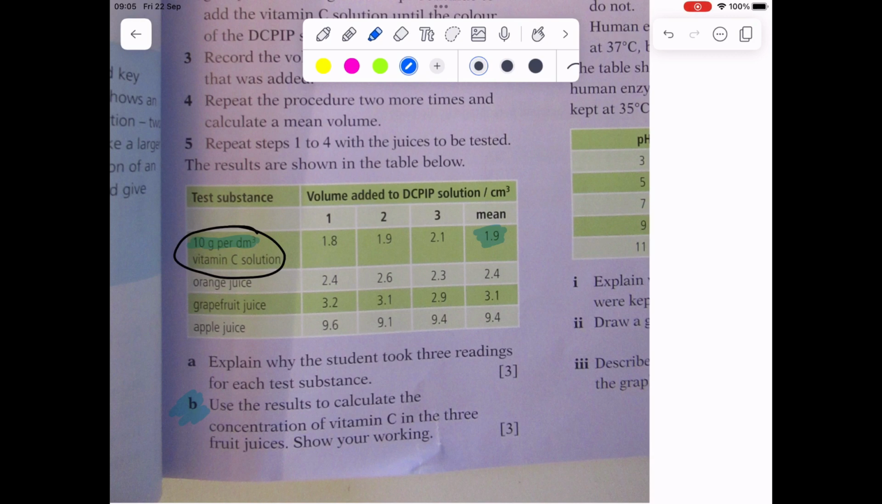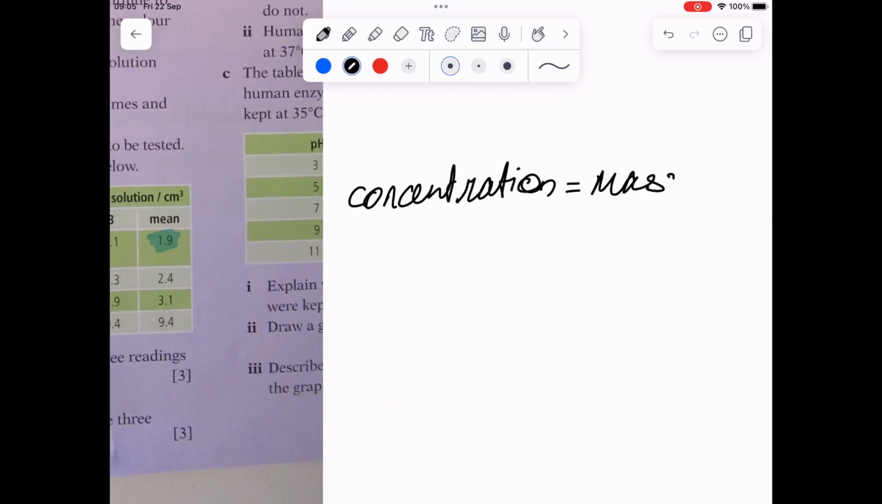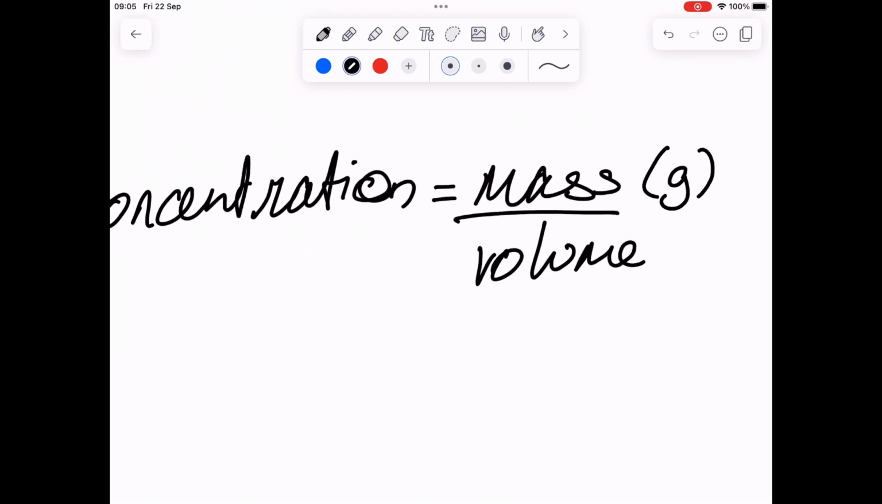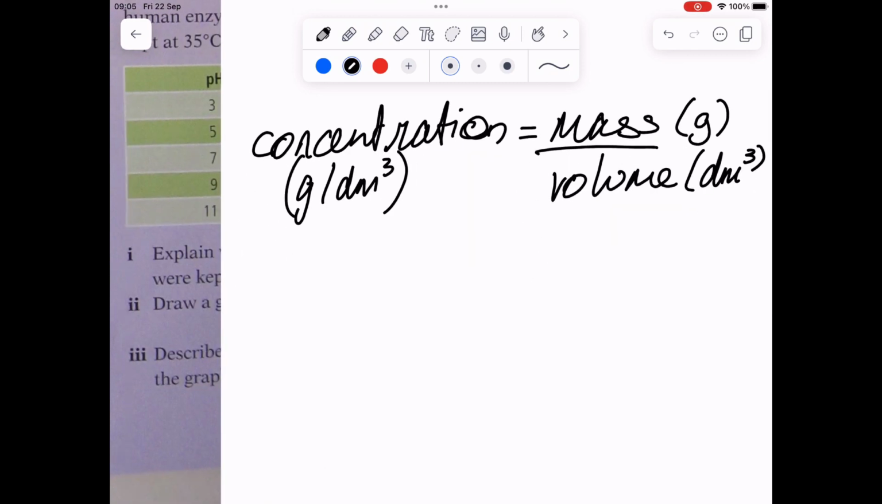that quantity of liquid. We can use the equation concentration equals mass over volume to calculate that, but we have to convert the cm cubed into dm cubed so that the units we're going to use all match. We don't have to worry about it with the DCPIP because that never changes, but it's important that any quantities we calculate are all using the same units.